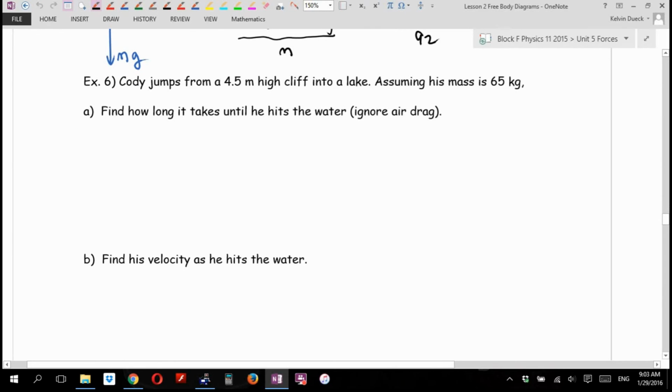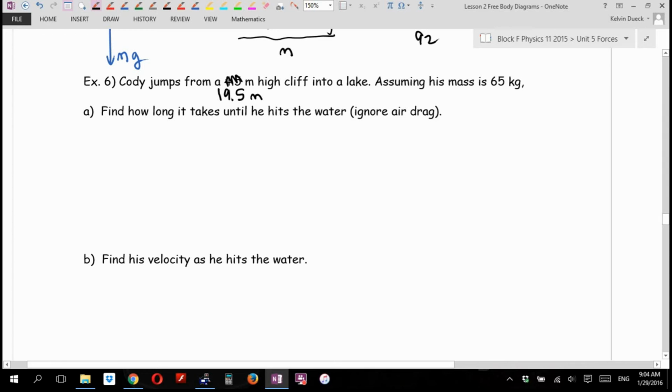Okay, let's put it all together. All the stuff that we can now do. Cody jumps from a 4.5 meter high cliff into a lake. 4.5 meters, you know what? That's kind of boring. Let's scribble that out. Let's make it 9 point. You know what? Let's even go better than that. Let's go 19.5 meter high cliff. That's pretty high. Assuming his mass is 65 kilograms. A, find how long it takes until he hits the water.